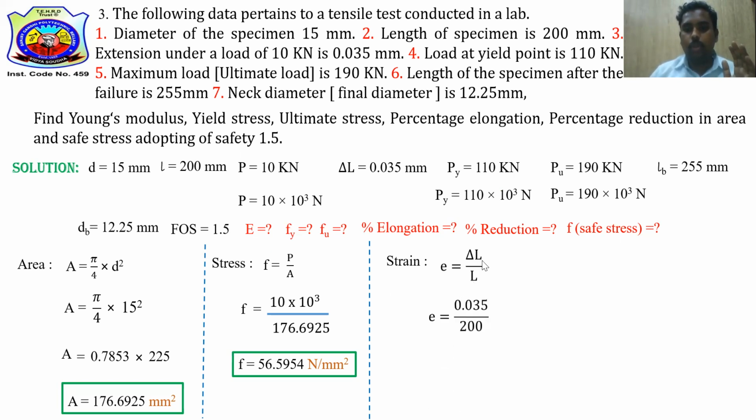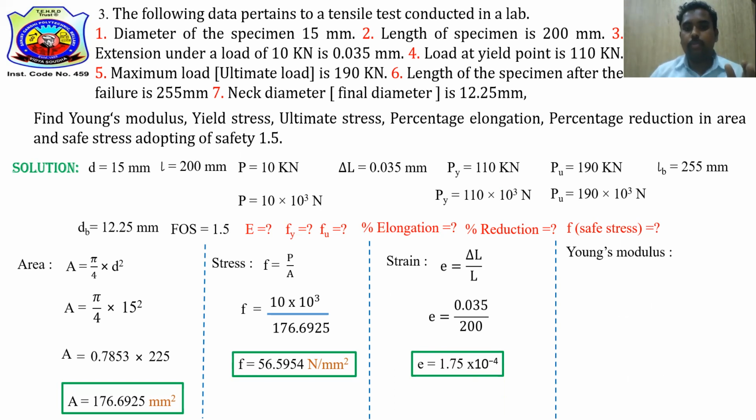So e equals, on substitution, delta L is 0.035, L is 200. On simplification, we get the value of e, that is e equals 1.75 times 10 power minus 4. This is the value of strain. Okay, students, once I get the value of strain, then I'll go for calculating the Young's modulus.